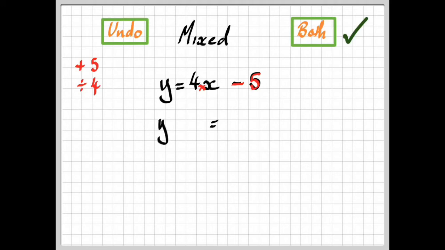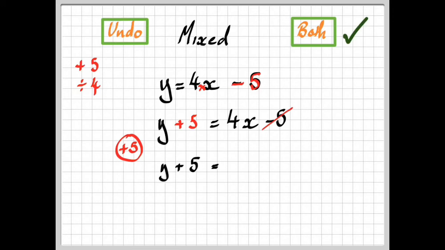Here we go. So, and I've made a bit of room. You'll see why in a second. The first thing I'm going to do is plus 5. That negates out, it gets rid of that minus 5 on the right hand side. And I put a plus 5 in on the left hand side. So I've got y plus 5 equals 4x. Tidied up there for you.